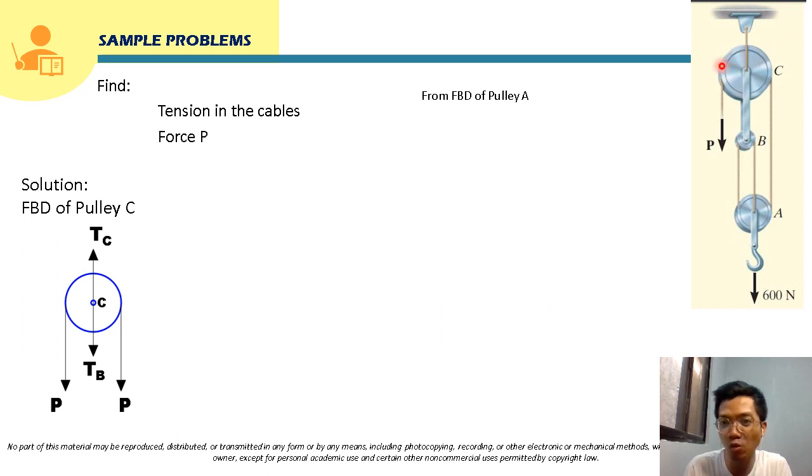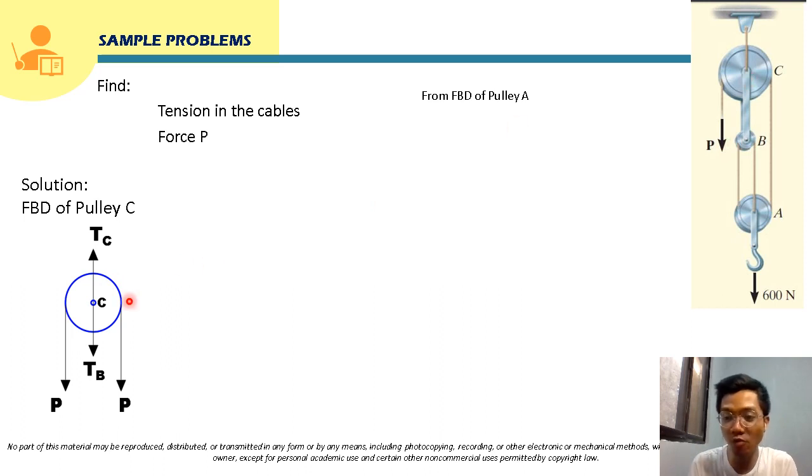And also class, this pulley also supports pulley B, right? This pulley B is supported by this rod, and this rod is actually supported by pulley C. So there will be a tension effect here. This will pull down the pulley C, so we will name this reaction as TB. This is a tension force at point B, so we will draw it this way. So this will now be the free body diagram of pulley C.